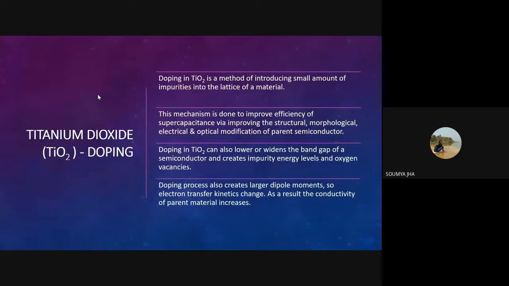Now, moving on to the doping in titanium dioxide, in which I intend to work. Doping is a method in which small kinds of impurities are introduced in the lattice of the material, and this mechanism is generally used to improve the efficiency in the supercapacitance by improving its structural, morphological, electrical, and optical modification of the parent semiconductor.